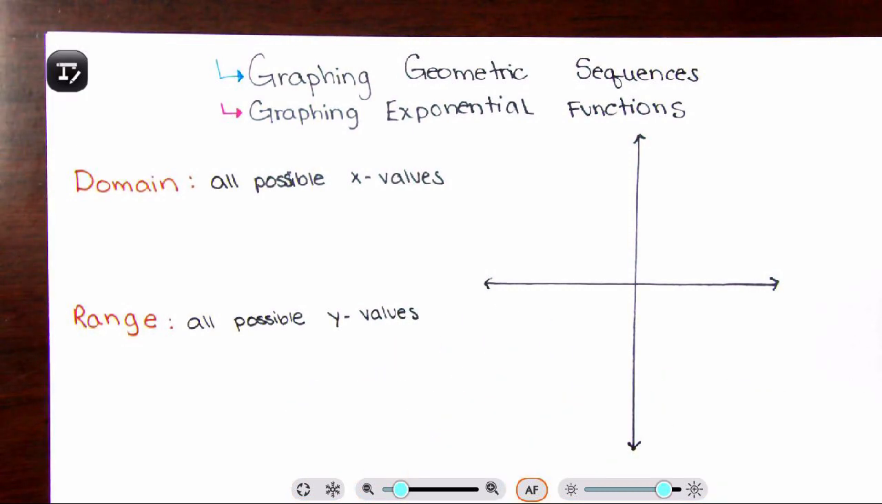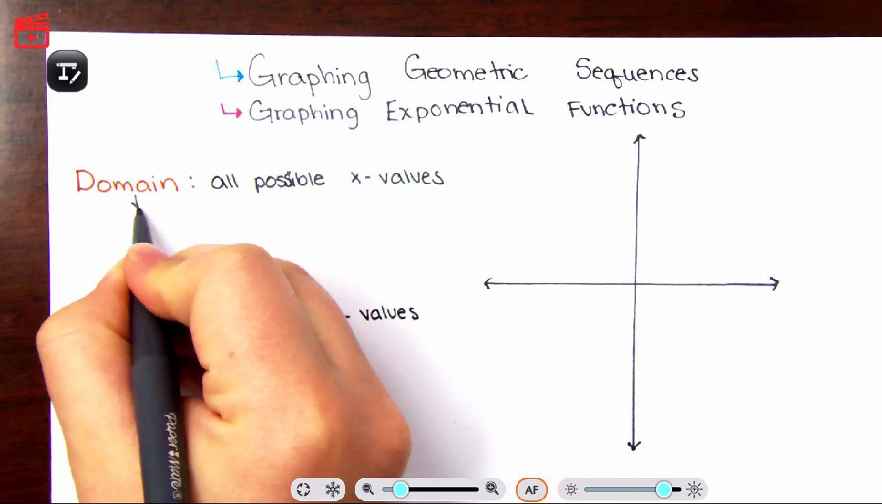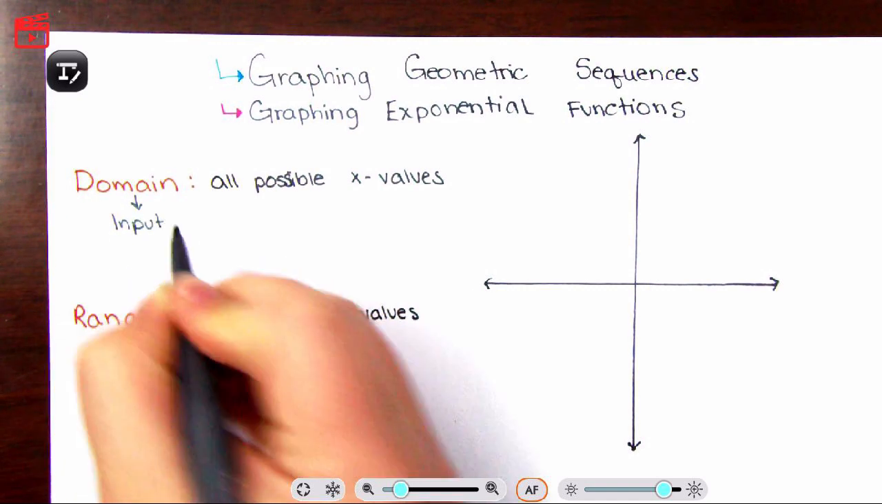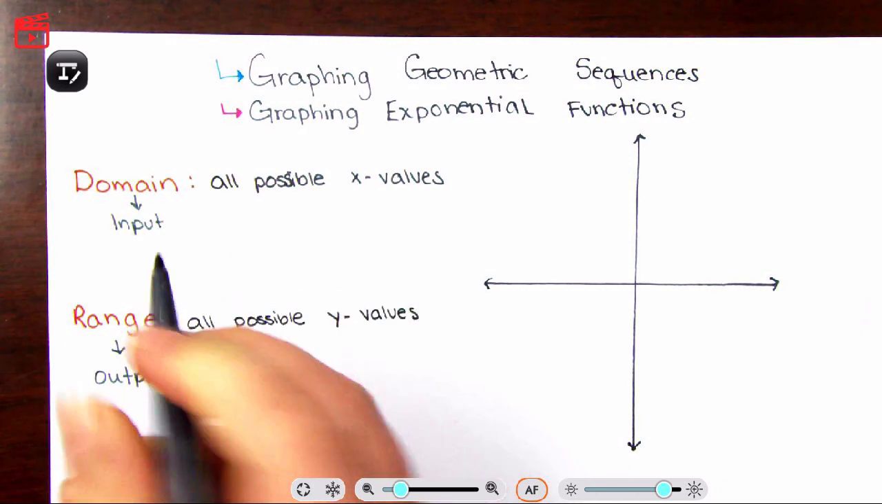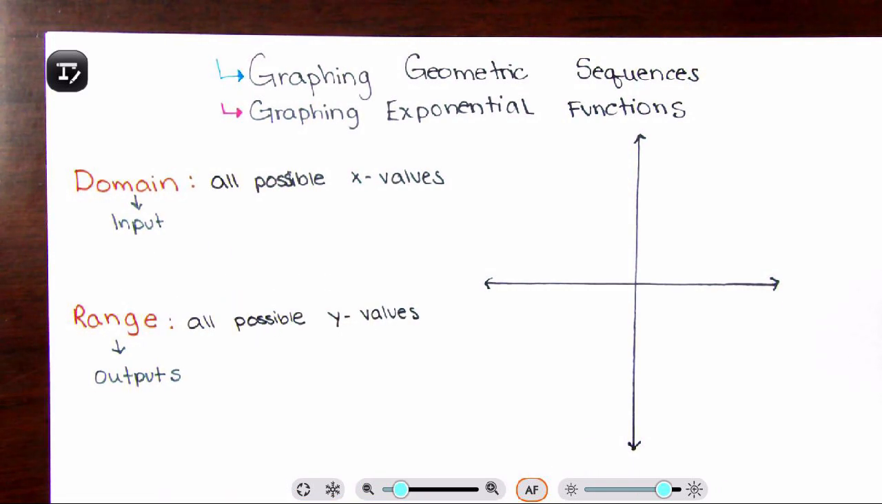So notice that domain has a relationship with the x values, the range has a relationship with the y values. Another way that you can think of domain and range: domain is going to be your inputs, range is going to be your outputs. So whatever you input into the domain, your x values, out comes your y values or your outputs. So how would this look? When we're talking about domain and range, your inputs and outputs, we're talking about possibilities on the graph.